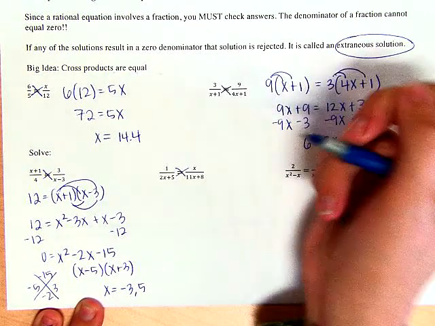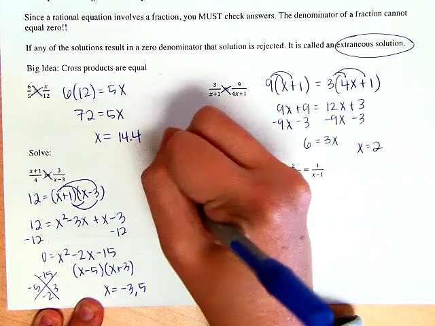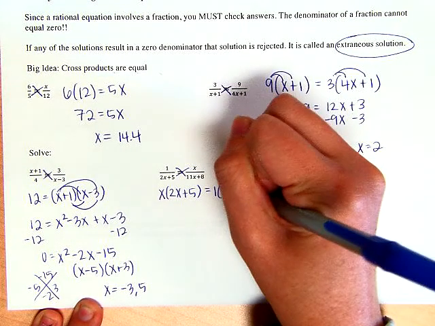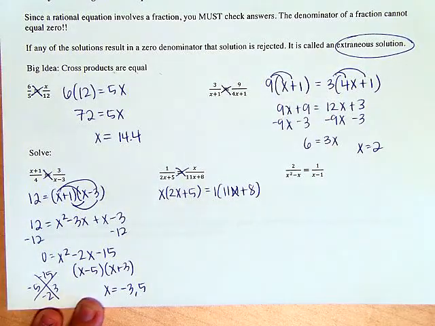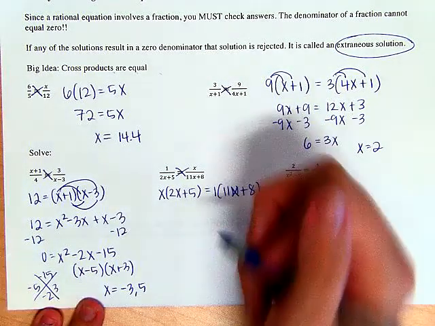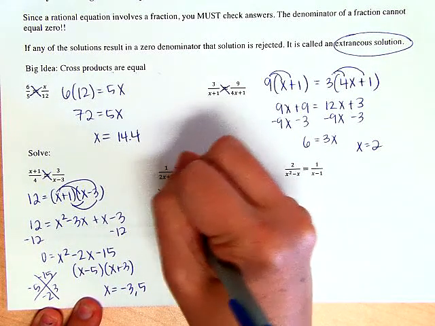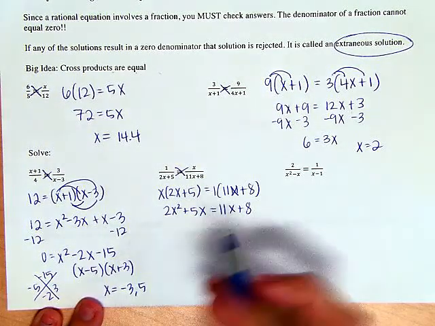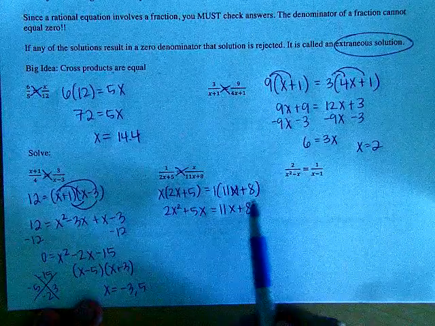Okay, let's do another one. x times 2x plus 5 equals 1 times 11x plus 8. 2x squared plus 5x equals 11x plus 8. Here we got x squared, x, and a number again, so we're going to have to factor.